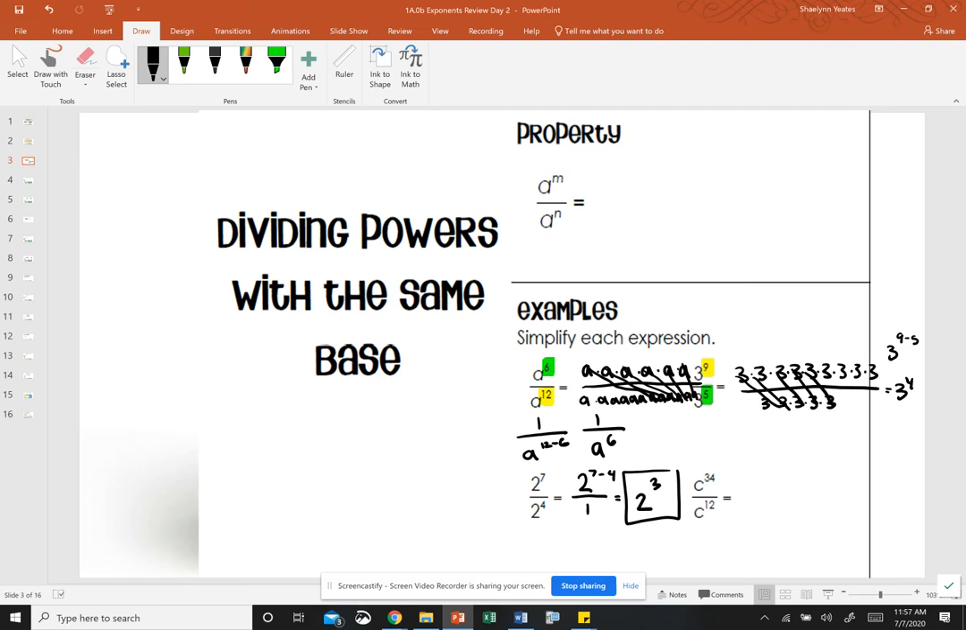On this last one, can you see why I didn't want to write it out? C to the 34th over C to the 12th. I didn't want to write 34 C's. The bigger number's on top, so we're going to do C to the 34 minus 12. And so we end up with C to the 22nd, because I can do 34 minus 12. It's fine.